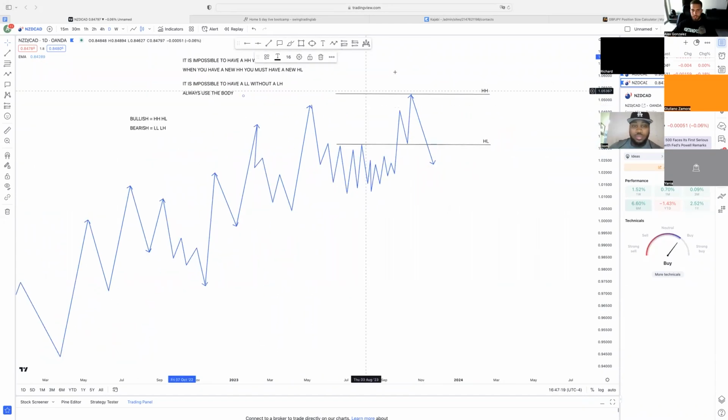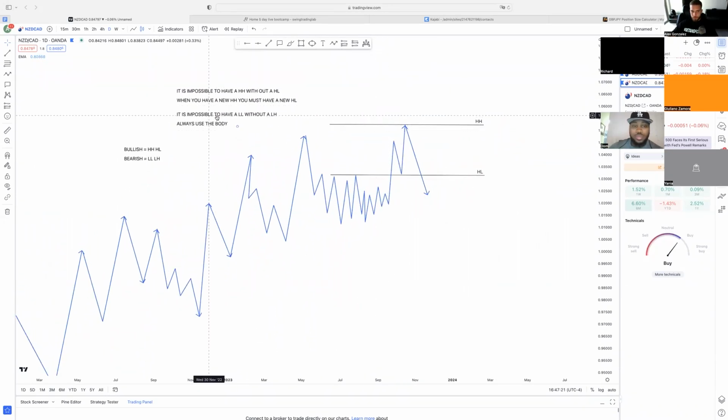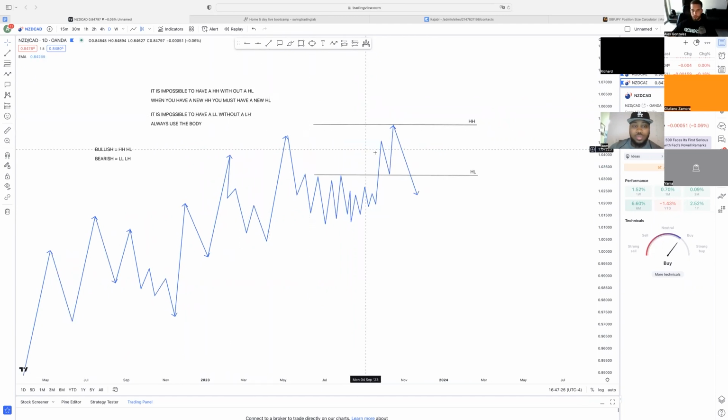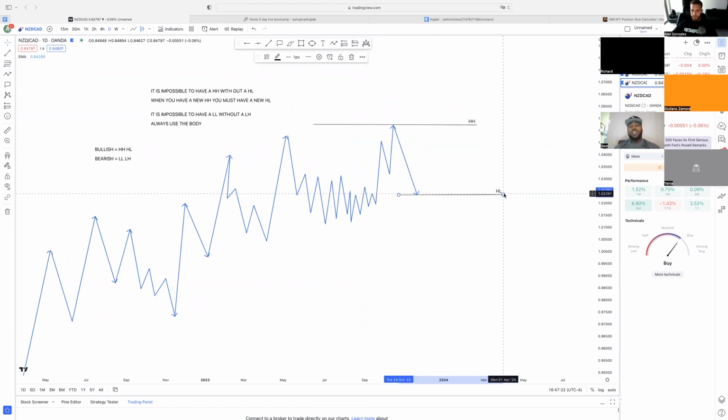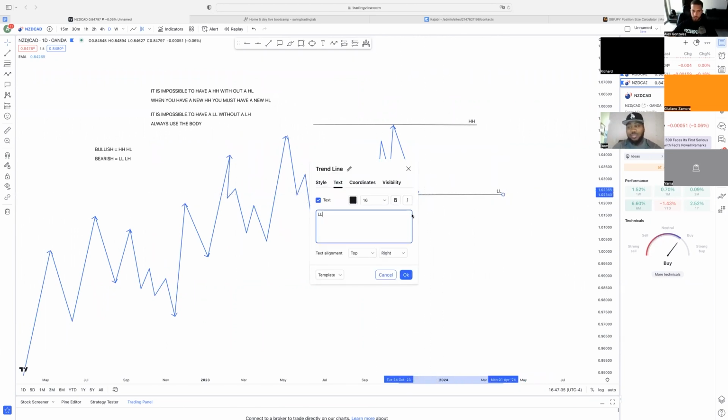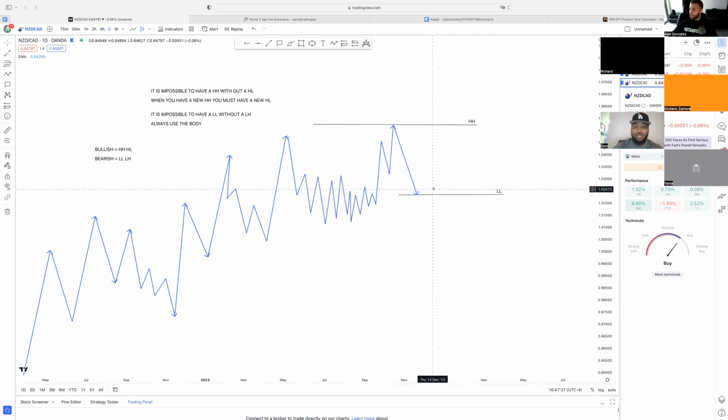I want you guys to understand it is impossible to have a lower low without a lower high. So the lower low would be the new lowest point, which would be this one right here. And then where would the lower high go? You don't know. That's fine. Well, that's why we have our snake trick.